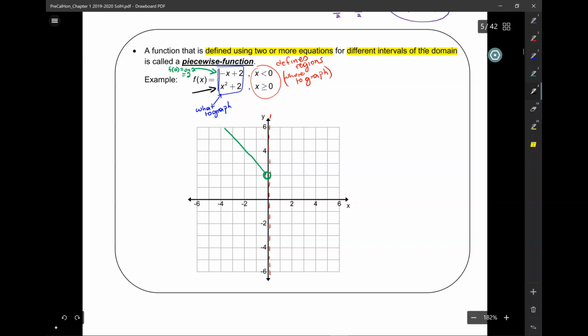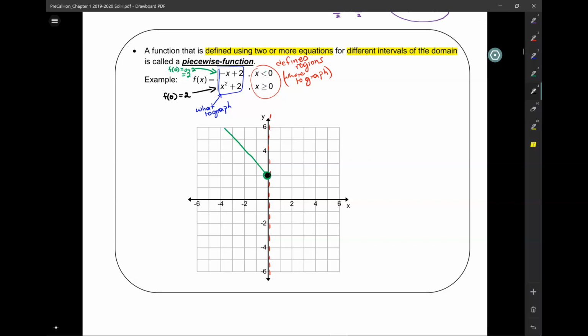This one. Again, what's the boundary? f of 0 is 2 again. Okay? So it's on top of that circle. If one is open and one is closed and they're on top of each other, just close the circle. Fill it in. If one is open and one is closed and they lie on top of each other, just fill it in.